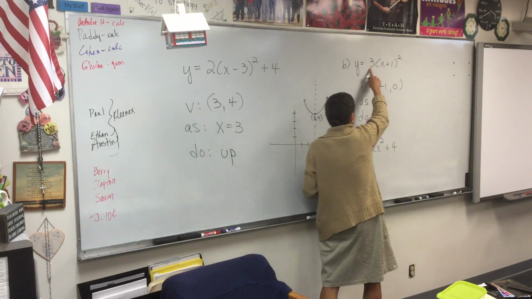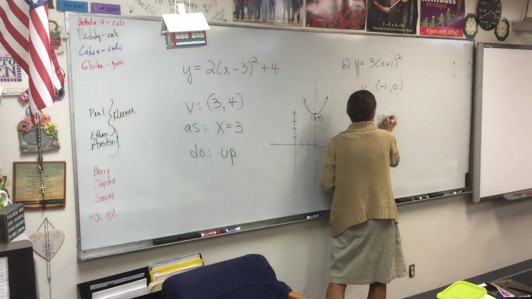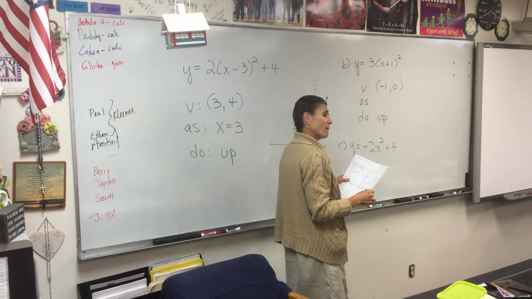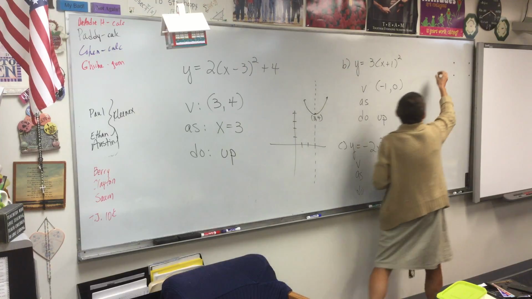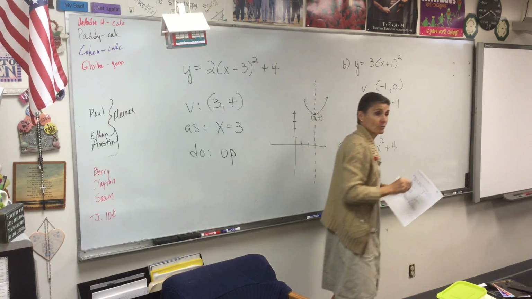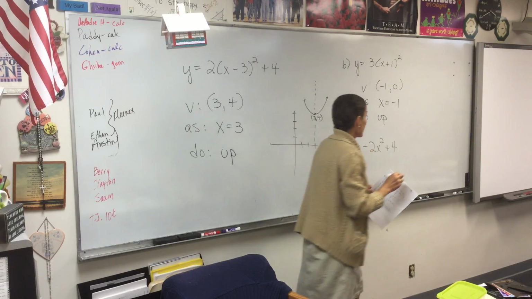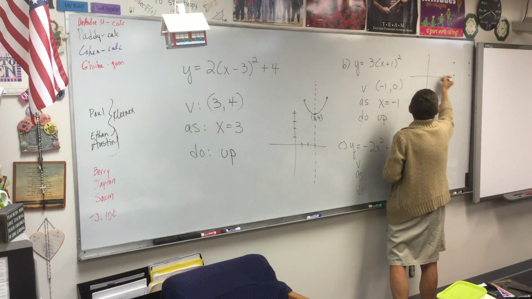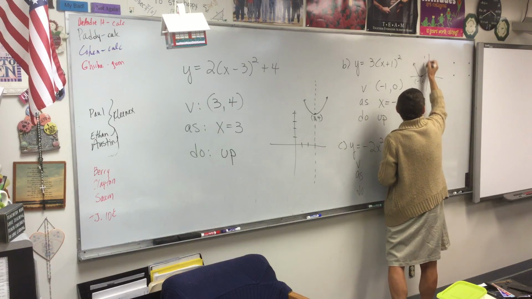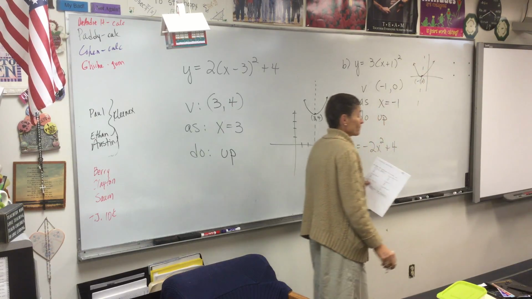Now, which direction is it opening? Up, because there's no negative, right? So it's opening up. Now, what about the axis of symmetry? X equals -1. If you said x equals -1, you're right. Think about it. The vertex is right here at -1, 0. There's your parabola. Here's your axis of symmetry.